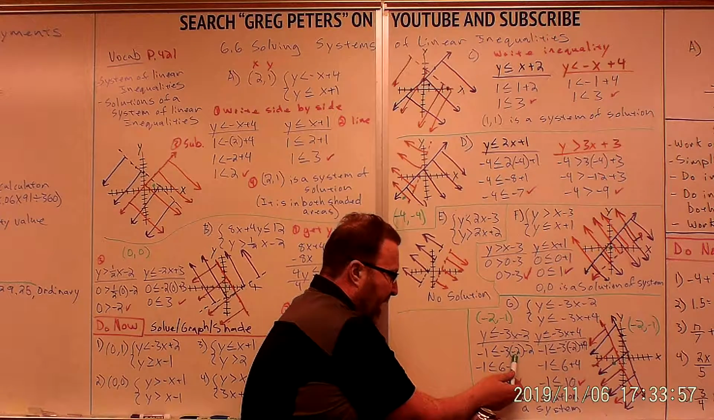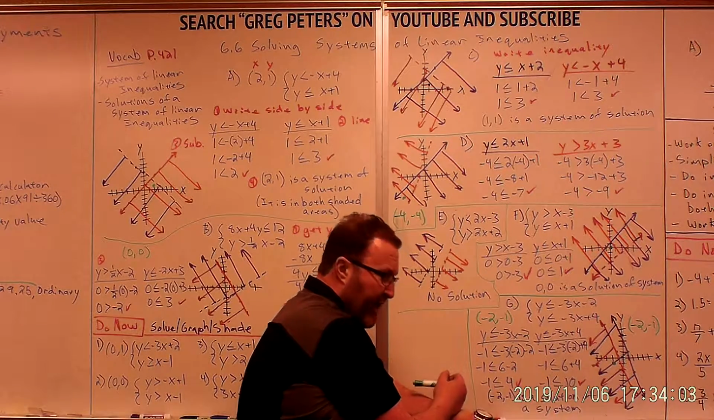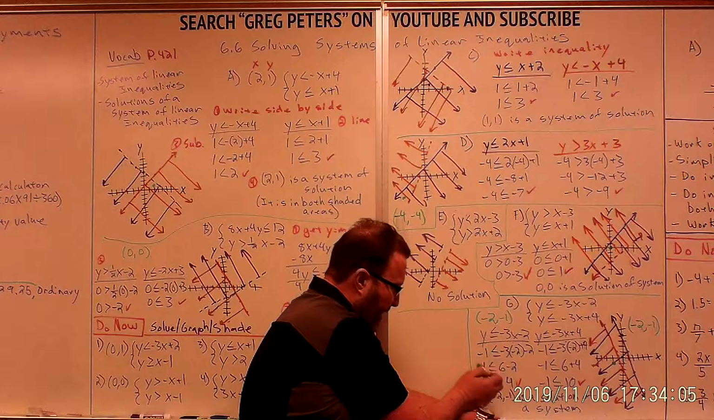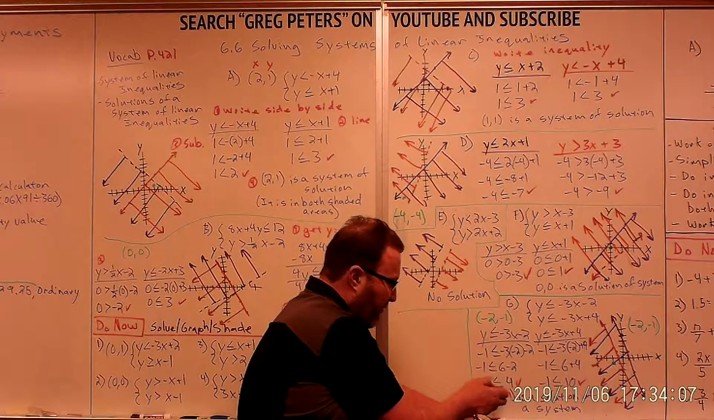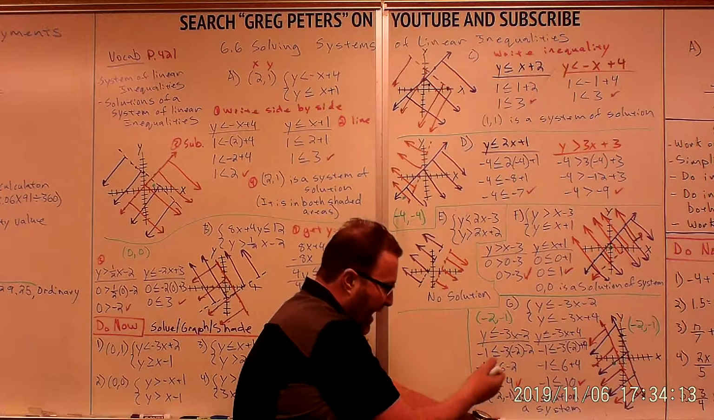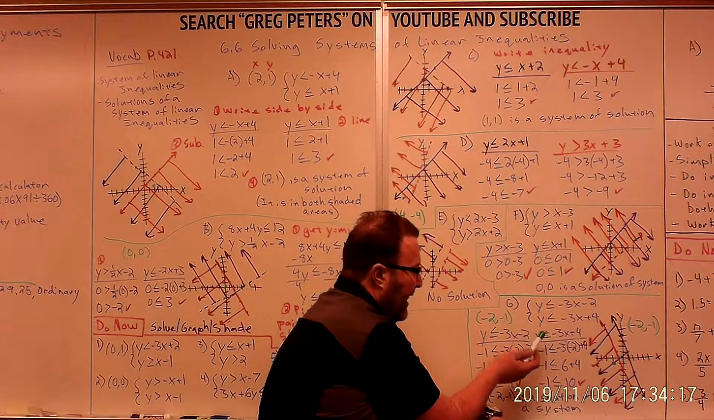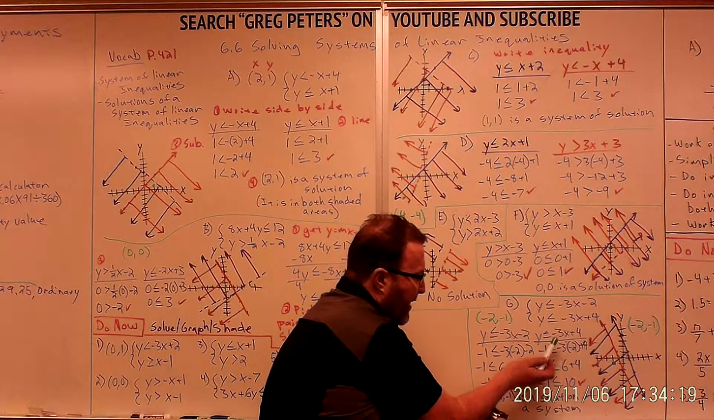Parentheses, negative 2 times negative 3 times negative 2, positive 6. Bring down the negative 2, then bring down the negative 1. 6 minus 2 is 4. Then we ask ourselves, is negative 4 less than or equal to 4? Well, yeah, it's pointed this direction. It's negative 1. 4 is greater. Same thing over here, y is negative 1.